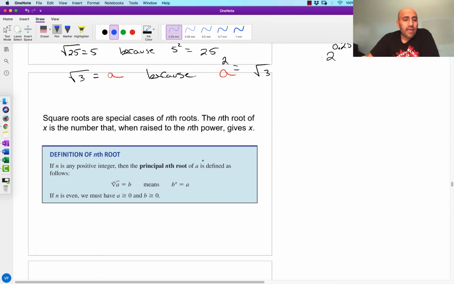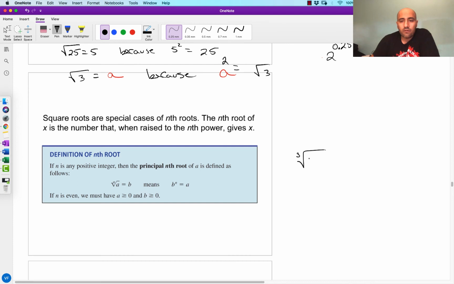So if n is any positive integer, then the principal nth root of a is defined as follows. The nth root of a equals b means, by definition, that it must be true that b to the power of n is equal to a, right? If n is even, we have that a and b both must be positive, and if n is odd, then that's not the case.